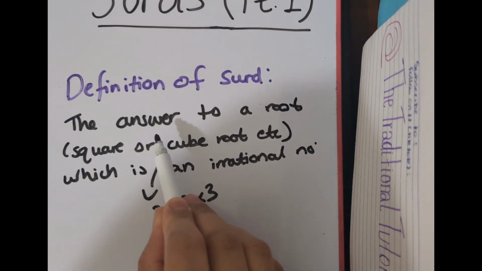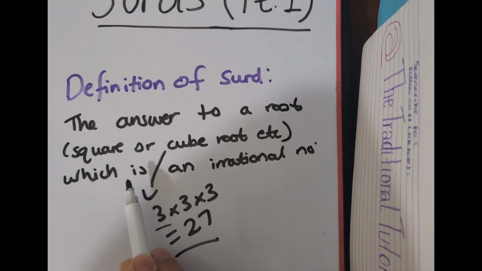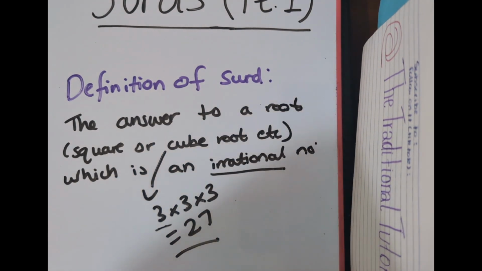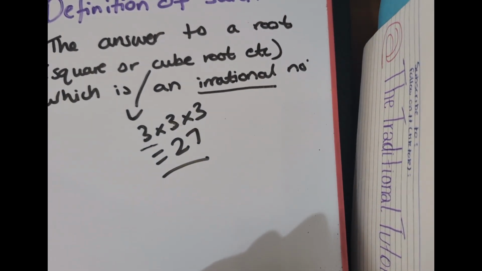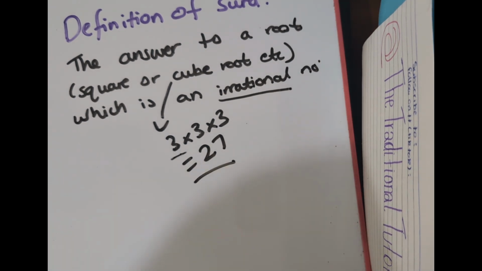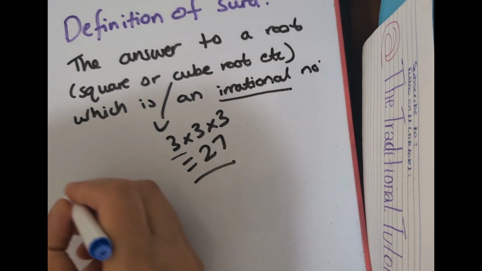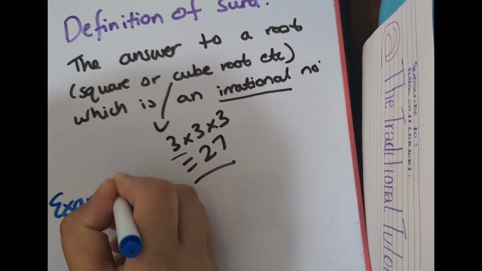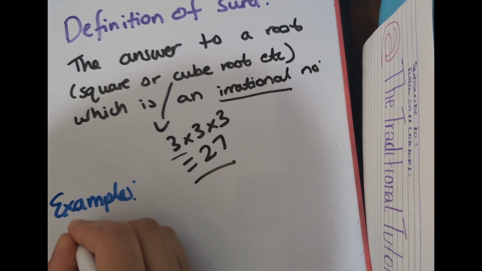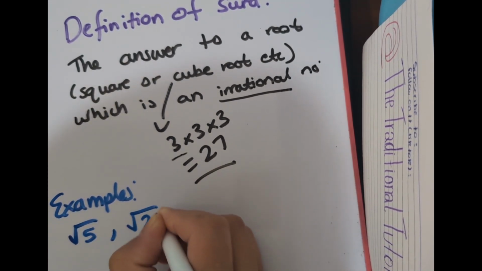So, what I was saying was that it's the answer to a root. That could be a square or a cube root, which is an irrational number, and irrational is what we just went through in the previous section. Hopefully that makes sense, and I will also write down some examples of surds and also some non-examples, because they really help us to identify clearly what a surd is. So examples of surds are the square root of 5 and the square root of 23.